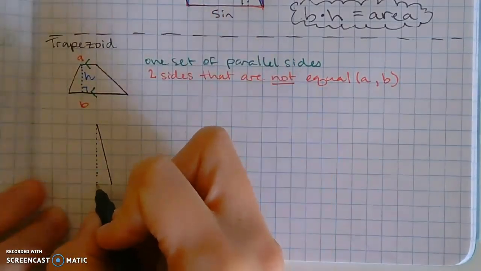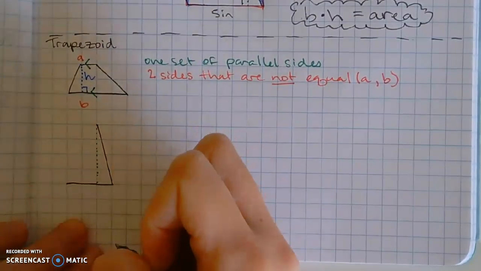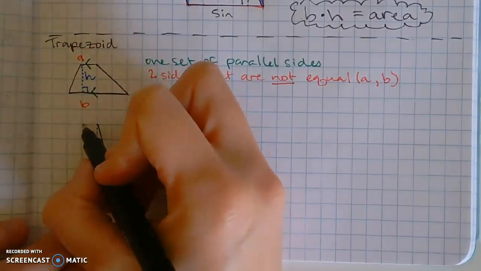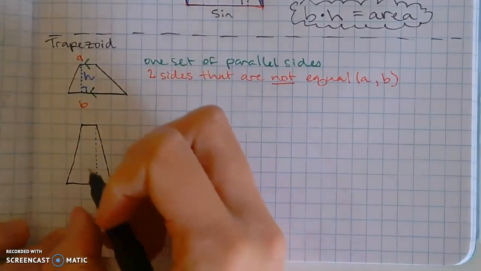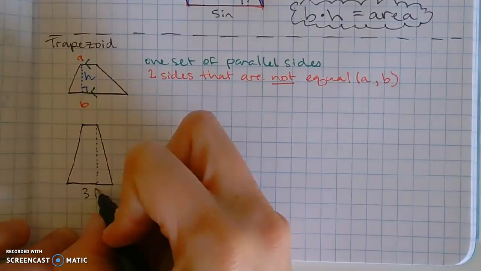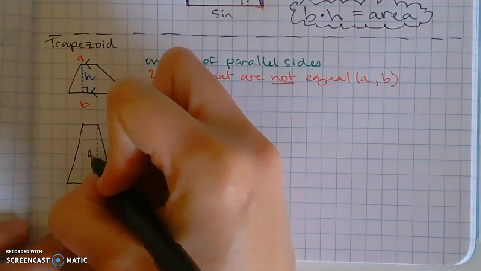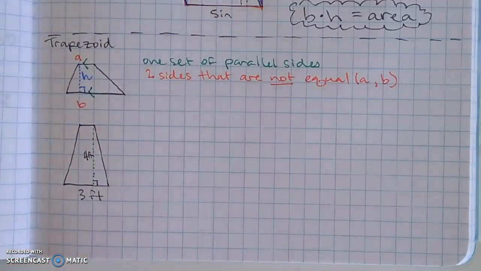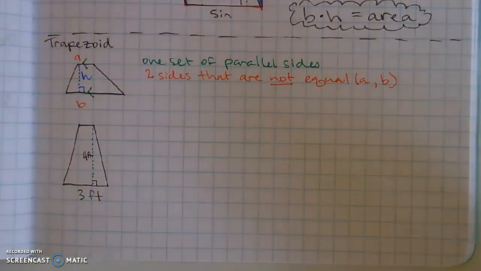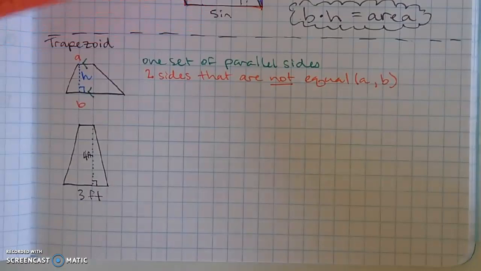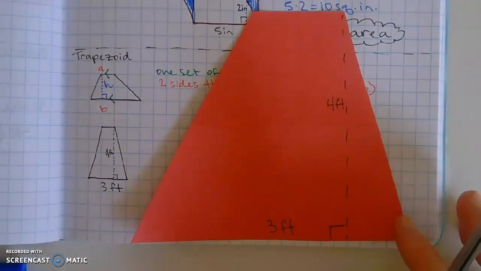So 1 past my dotted line, and then I'm going to do 2 out. Okay. There we go. So this is going to be 3 feet. And then this right angle, the height is going to be 4 feet. And there you go. So that's my trapezoid. So it looks a little different because I'm, again, not very good at making shapes. But here is my sample size trapezoid.